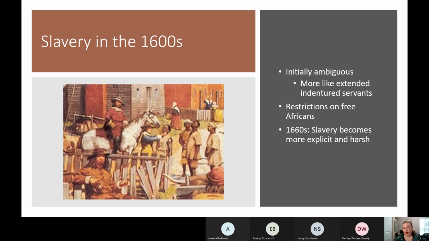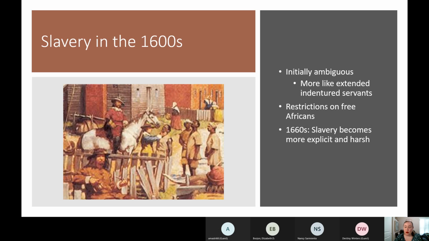But Africans at this time were not universally enslaved yet. There were still free Africans. They could still do things like sue and testify in court. They could purchase their freedom. They could even themselves have slaves and indentured servants. Okay, so it's not until the 1660s that we start to see the definitions tighten.